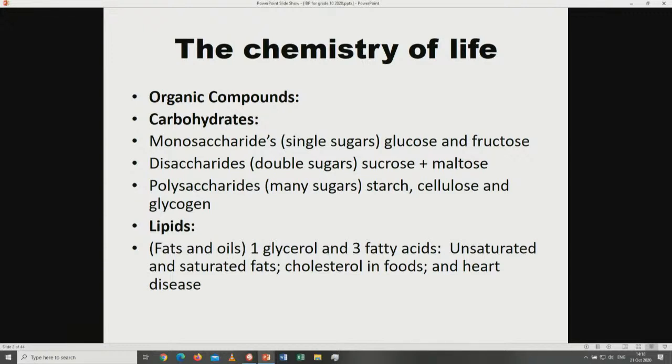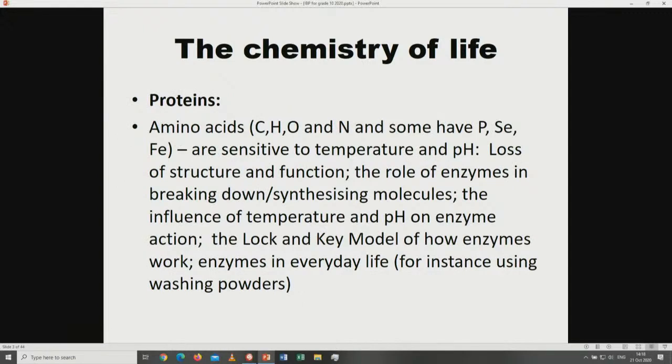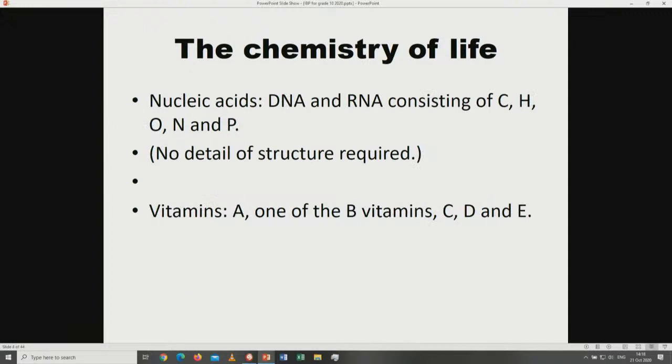We're also going to be looking at lipids, which is an example of organic compounds, proteins, and we know that the characteristics of proteins is that they are sensitive to temperature and pH. What happens in high temperatures or at high pH is that proteins lose their structure and their functioning, or in very low temperatures they become inactive. We'll also be looking at the lock and key model of how enzymes work and enzymes in everyday lives. Also looking at nucleic acids, DNA and RNA, which consist mainly of carbon, hydrogen, oxygen, nitrogen, and phosphorus. And we'll be looking at vitamins.